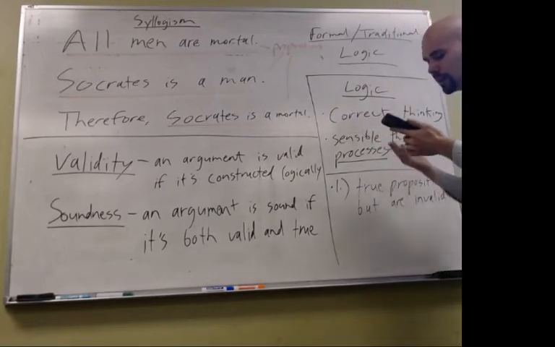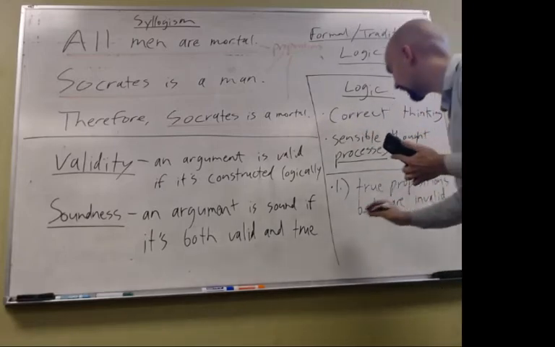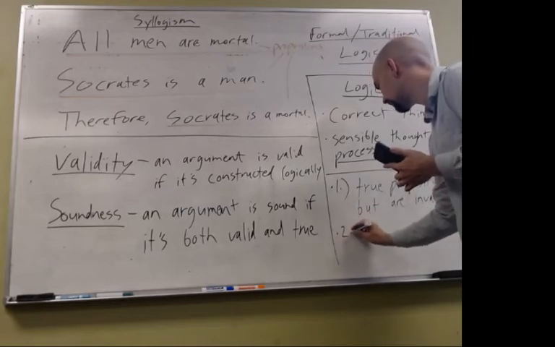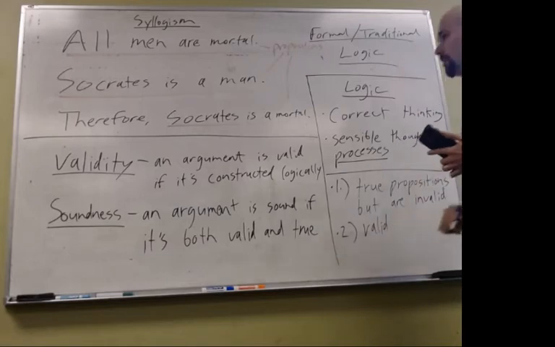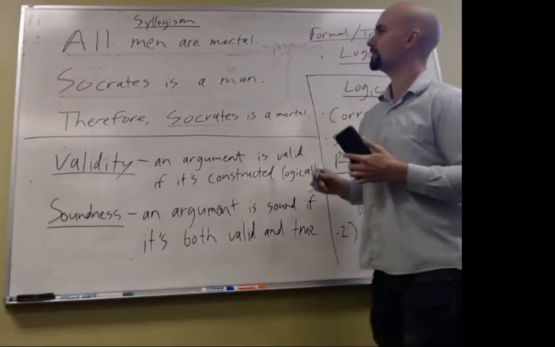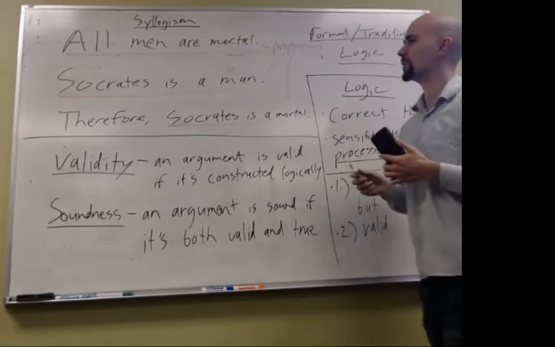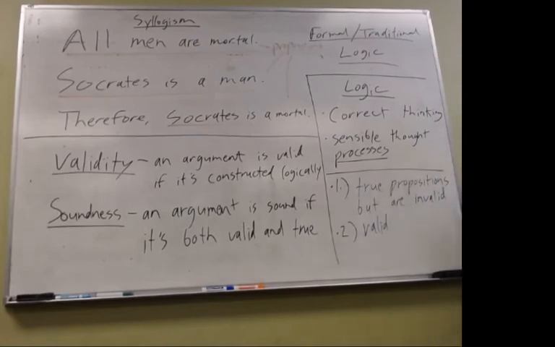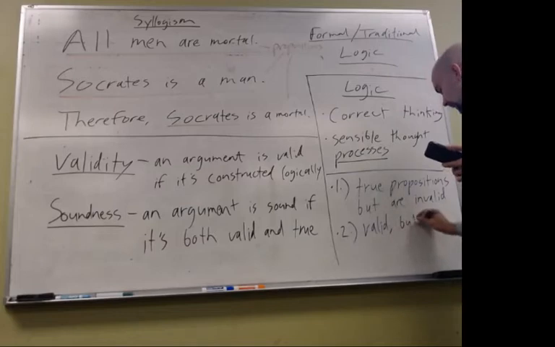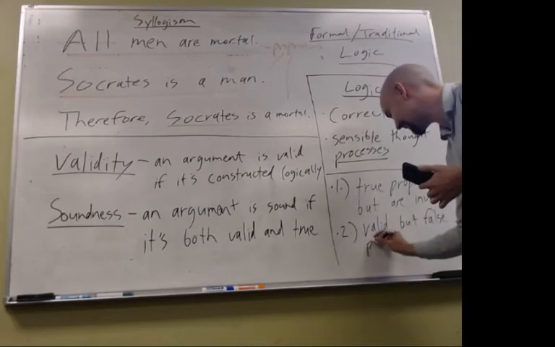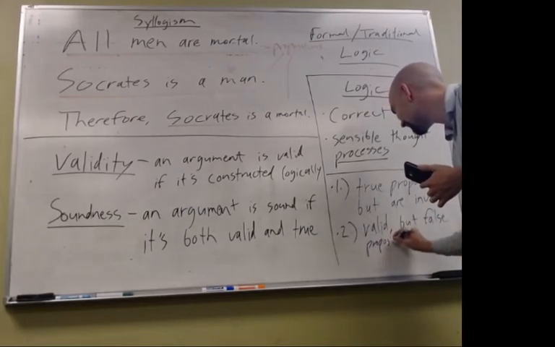Second one, arguments that are valid but have false propositions. So that would be where it's constructed correctly, like all men are fish sticks, Socrates is a man, therefore Socrates is a fish stick. Valid but false propositions. Don't say premises like I've been doing all class. Propositions. I hate it when I do that.